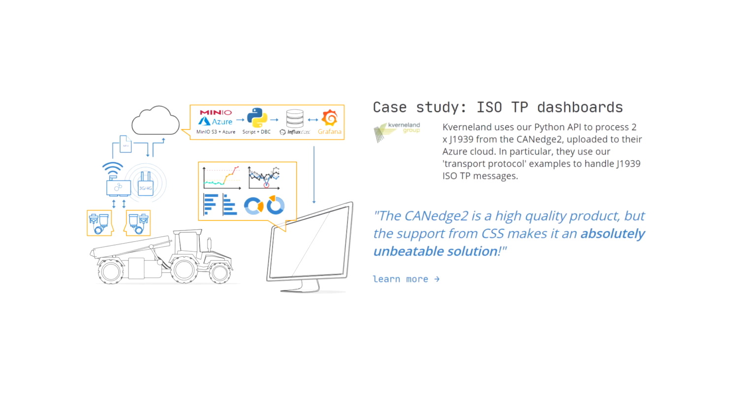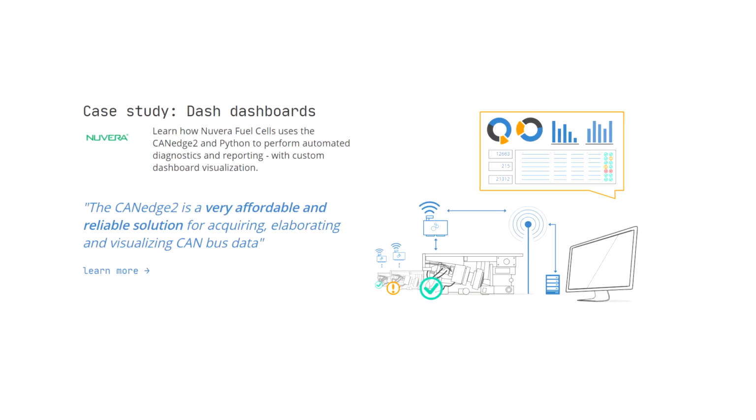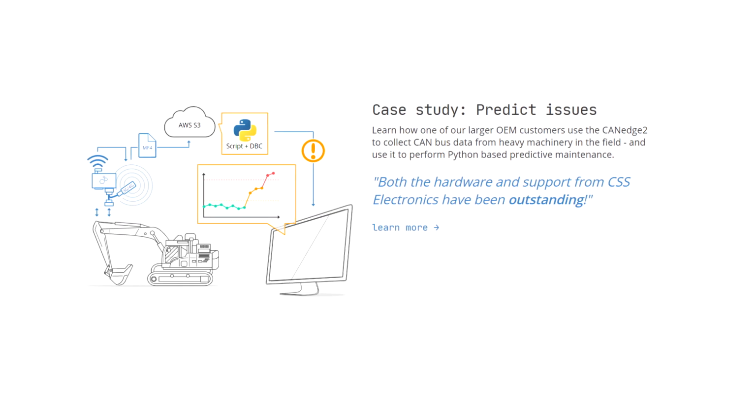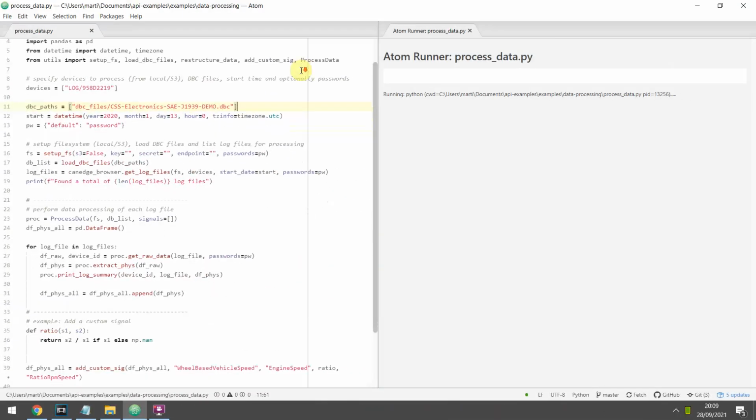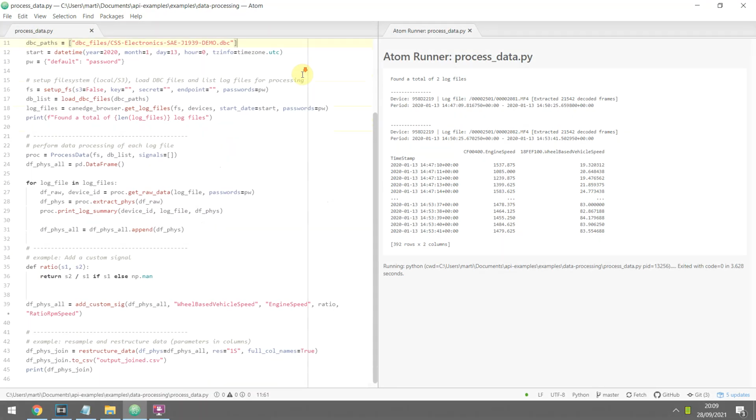We recommend that you check out our online intro article. This contains several practical case studies from other users that deploy the Python API to achieve their goals. Further, the intro contains links for our API examples repository, where you'll find sample data and DBC files, which will allow you to try out the Python API in practice.